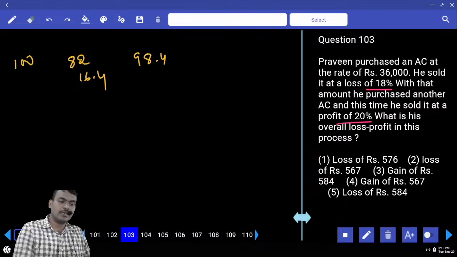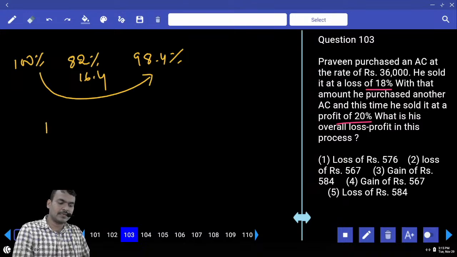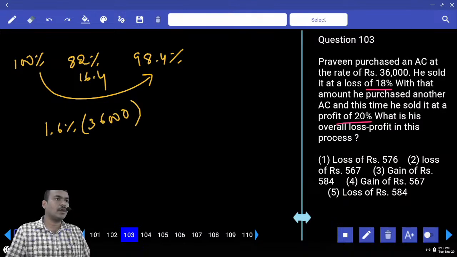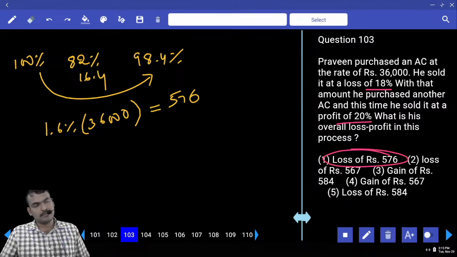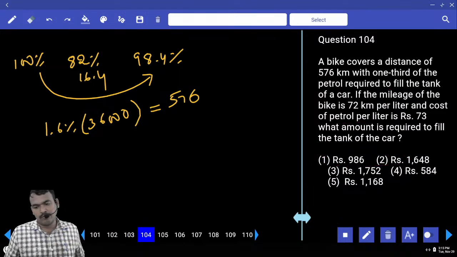98.4. What is the initial cost price? 100%. What is the final selling price? 98.4%. What is the last value? 1.6. That 1.6% is calculated on which one? 36,000. Okay, then we are getting 16 into how much value? 36. 16 into 36 means it is 576. Which option? First option. Loss or gain? Loss. Next question number 104.